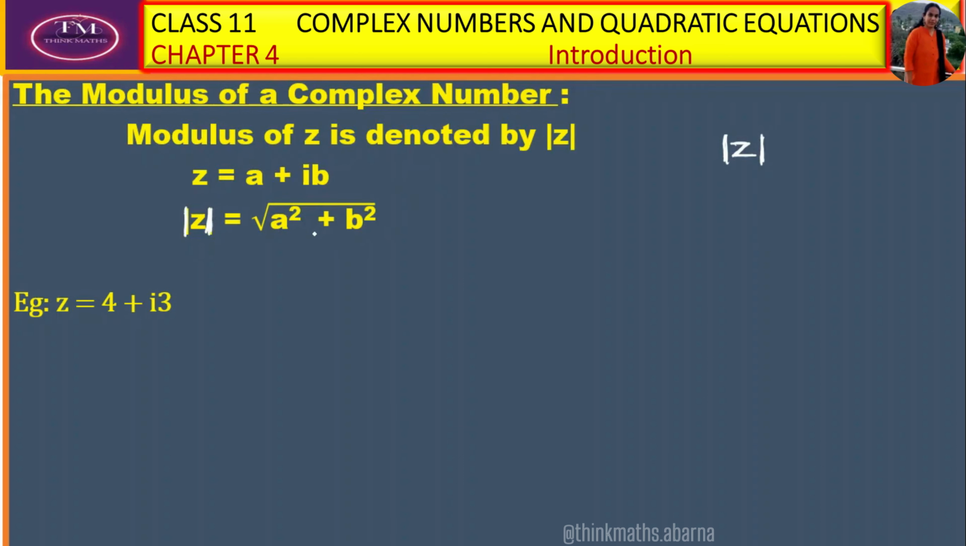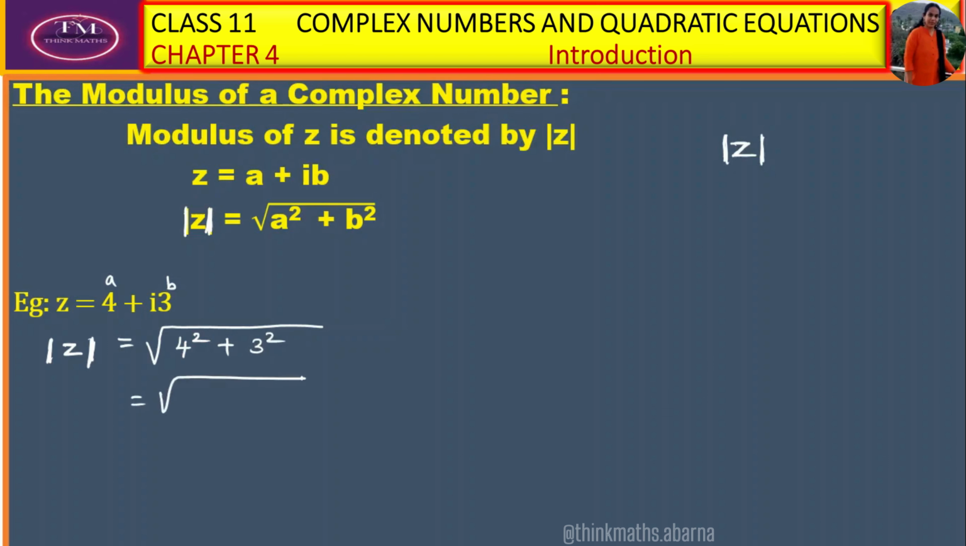Clear, children? So, for example, suppose z equals 4 plus i3. They are asking for modulus z. This is the denotation: write z and put two vertical lines on both left and right. So modulus z is nothing but, applying the formula, square root of a square plus b square. So 4 is a and 3 is b. So a square is 4 square, b square is 3 square.